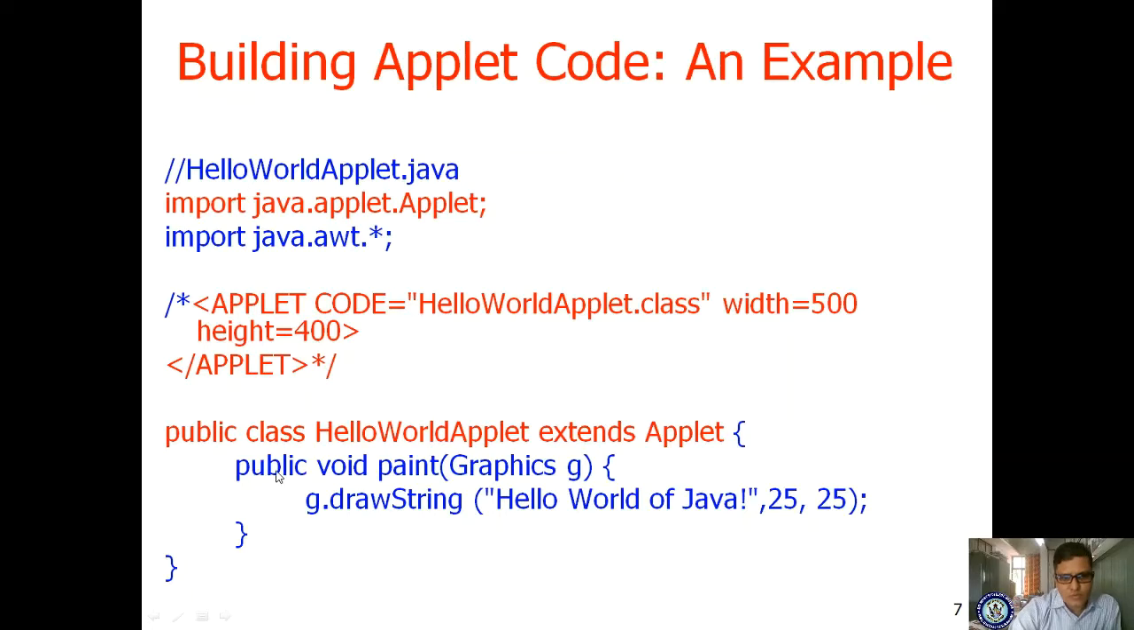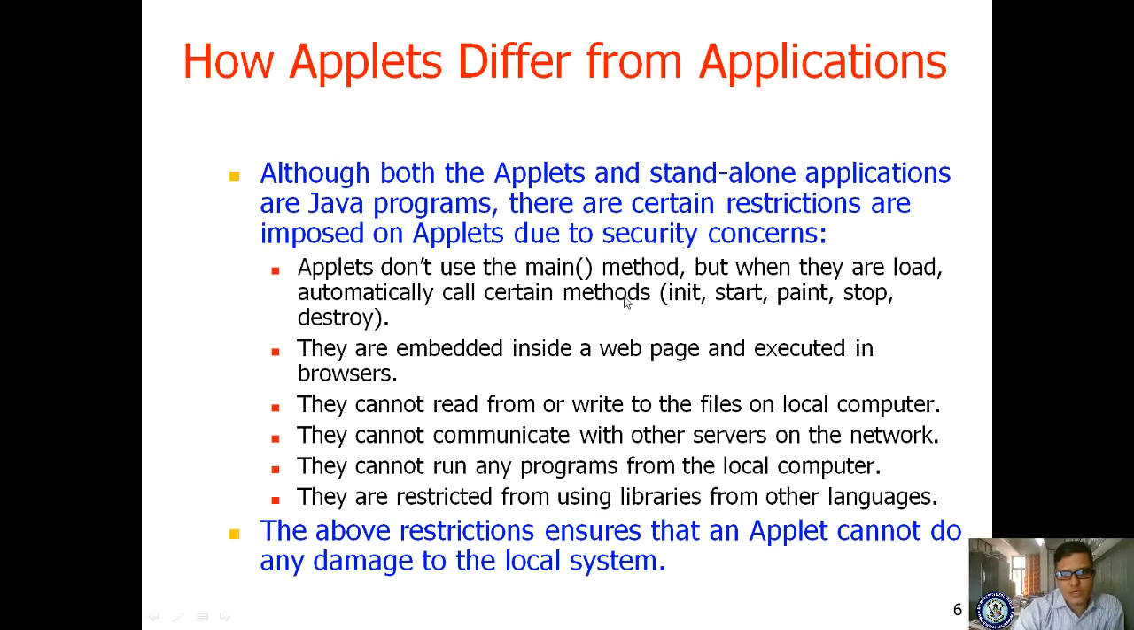Here one more method is there. Please observe here, public void paint. Applets use these methods: init, the initialization method; start, the applet starting method; paint, which means to display the content; and stop, which means you are temporarily stopping your applet, not permanently. Destroy means you are permanently stopping the applet.